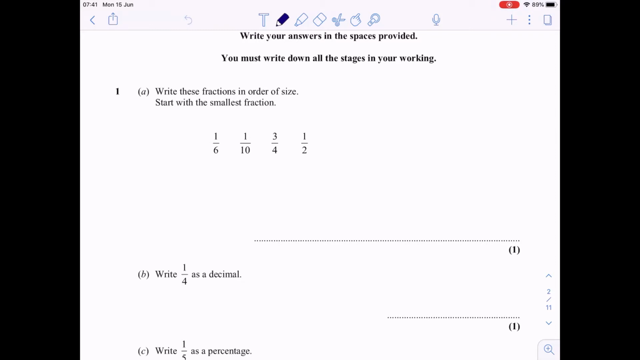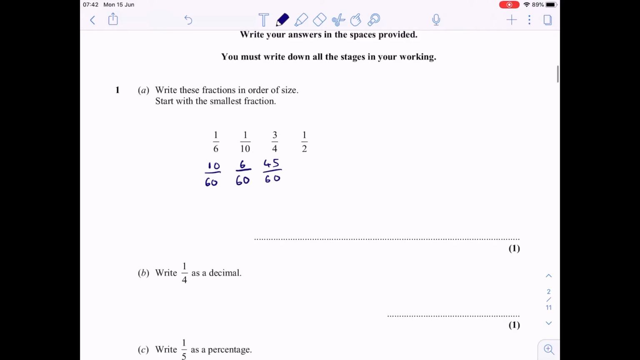Okay, now the easiest one possibly is to turn them into fractions, maybe out of 60. So this would be 10 out of 60, multiplying top and bottom by 10. This would be 6 out of 60. 3/4 is going to be 45 out of 60, multiplying top and bottom by 15, and a half will be 30 out of 60.